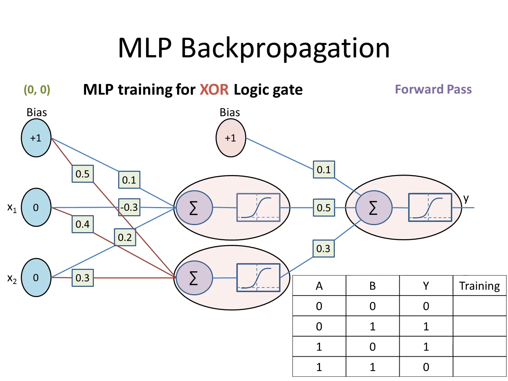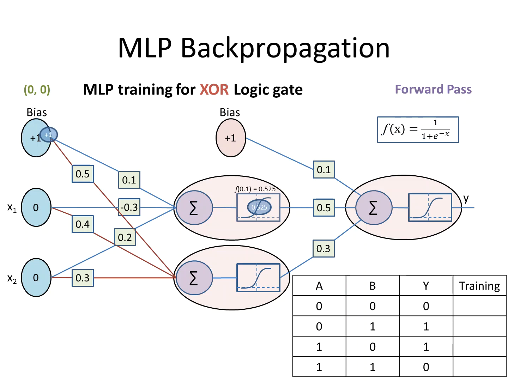So let's move ahead with the training for the XOR logic gate using a multi-layer perceptron. Here we have initialized the weights that we calculated previously: 0.5, 0.4, 0.3, then 0.1, minus 0.3, 0.2, and here we have 0.1, 0.5, and 0.7. Bias multiplied by the first weight gives me the output as 0.1. First input 0 gives 0, second input again 0 gives 0. So the overall summation was 0.1, and passing through the sigmoid function, it gives me the output as 0.525.